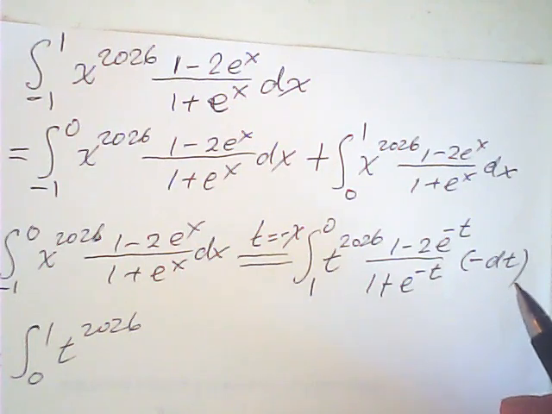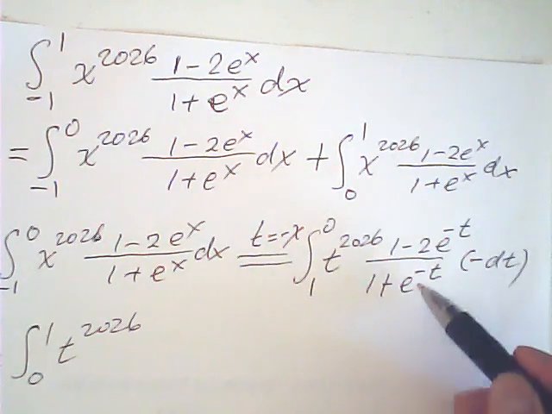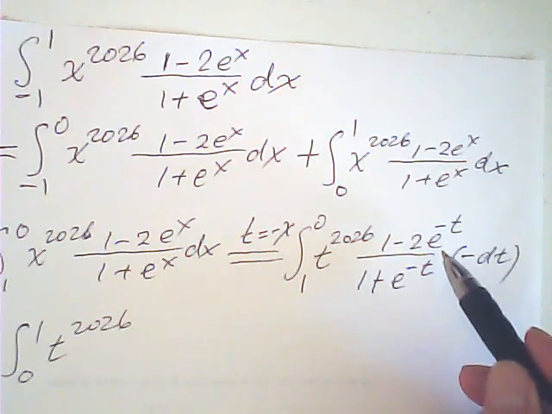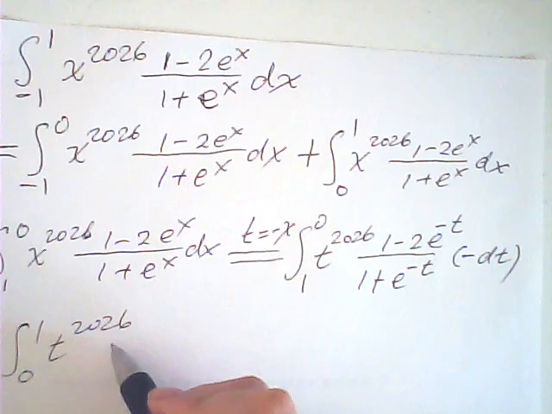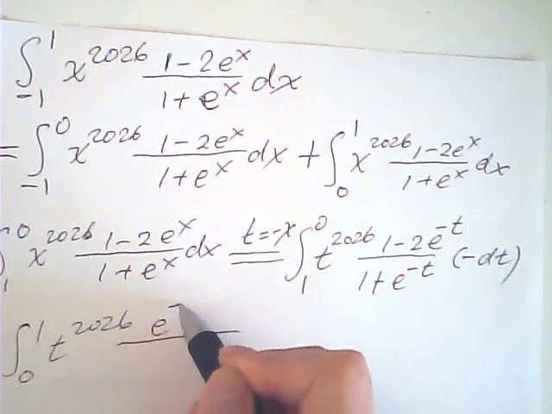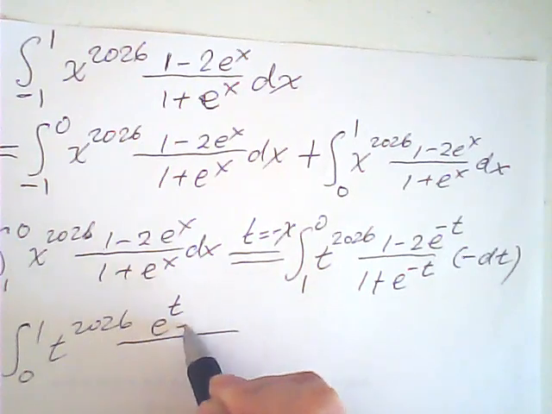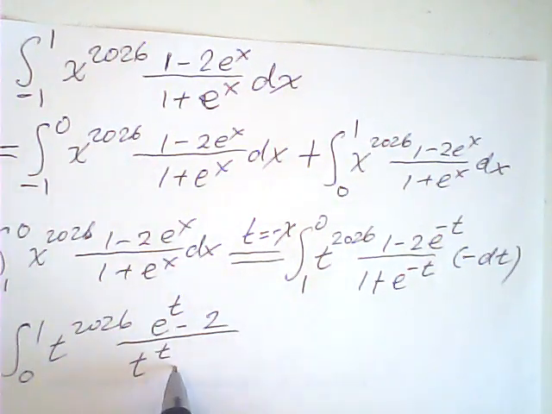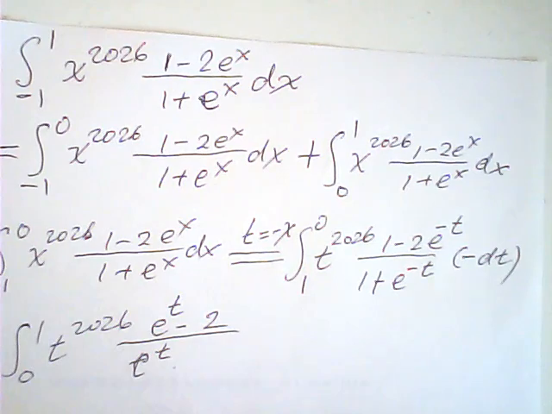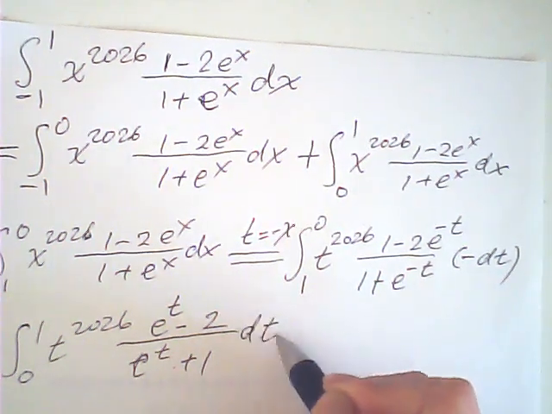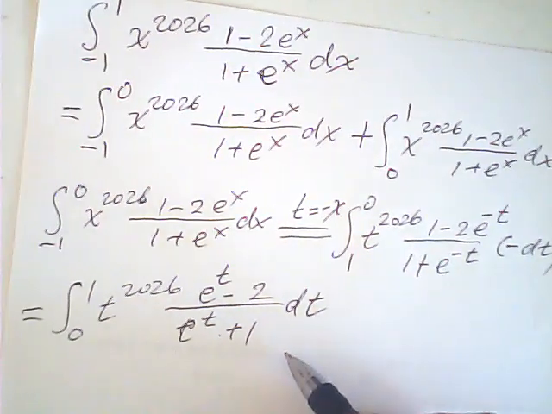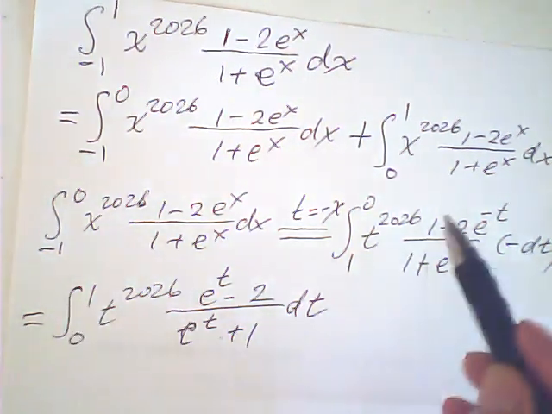Now, here I multiply by e to the positive t, both numerator and denominator. So it becomes e^t minus 2, right? Over e^t plus 1. Yeah. This is a negative. Very good. Now then we substitute this back to this.